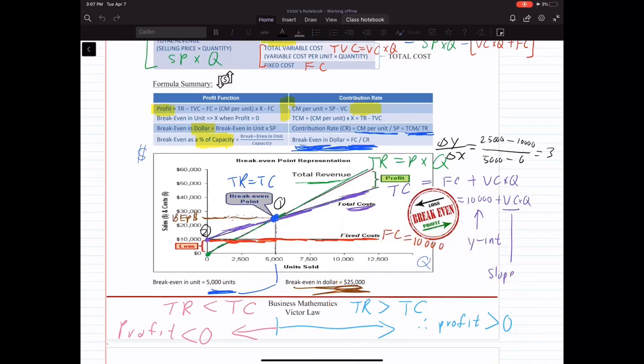Similarly, anything to the left of the break-even point in units, our total revenue is less than total cost. So the green line is less than the purple line for any point to the left of the break-even point in units. So therefore, anything to the left of the break-even point in units, the firm will be losing money. They have a negative profit.